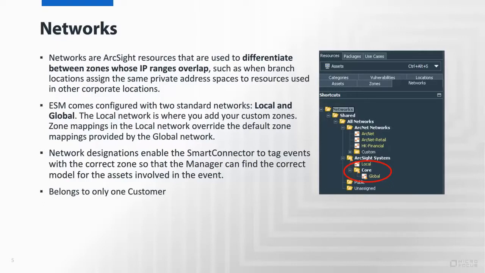So networks are an ArcSight resource that are used to differentiate between zones where IP ranges may overlap. This may occur, for example, through mergers and acquisitions, where the same IP ranges are used between the various companies before they come together. This allows you to keep them separate. ESM comes with two networks already configured out of the box, local and global, where local is the private IP space and global is everything else. Ultimately, a network can only belong to one customer. Again, that part is important because as events are tied back to an individual customer, you have that one-to-one relationship.